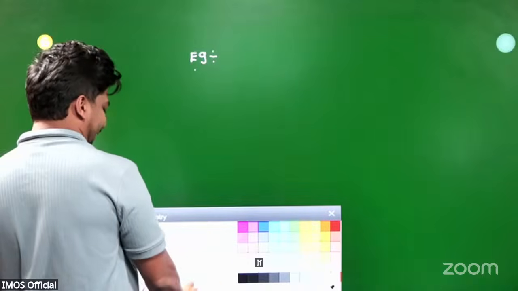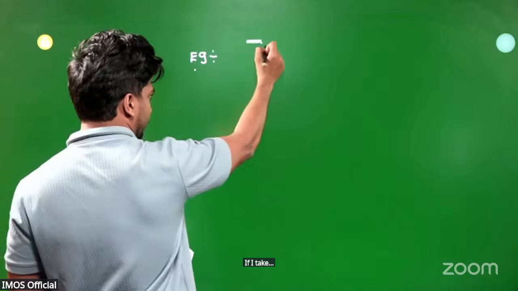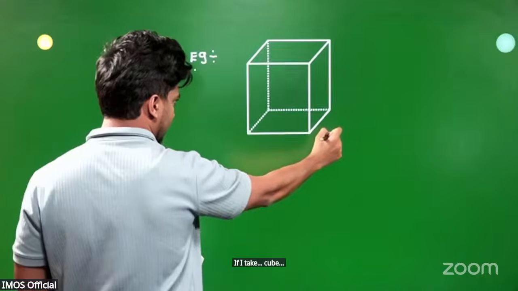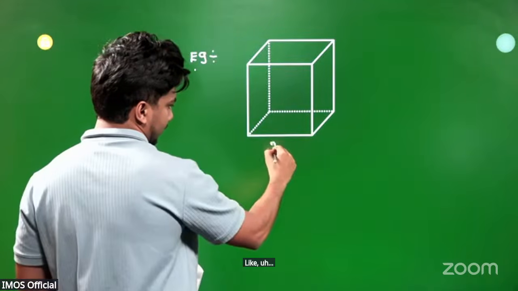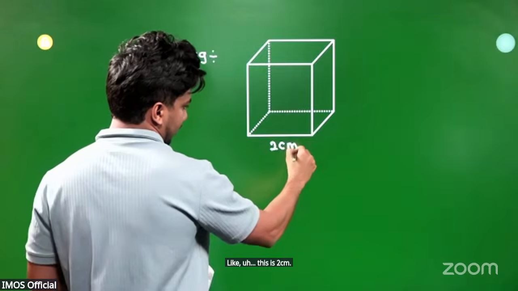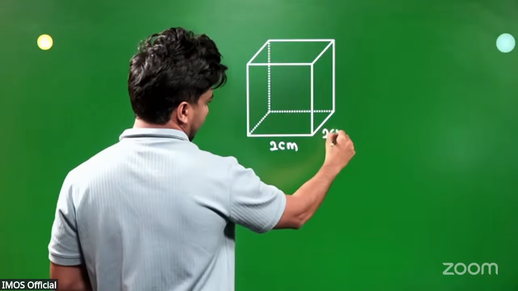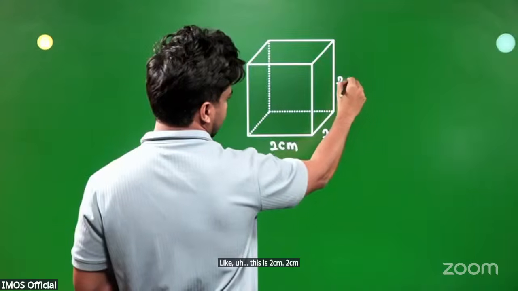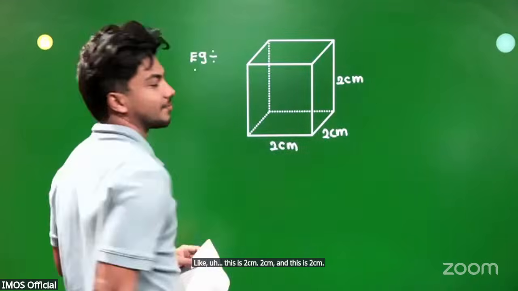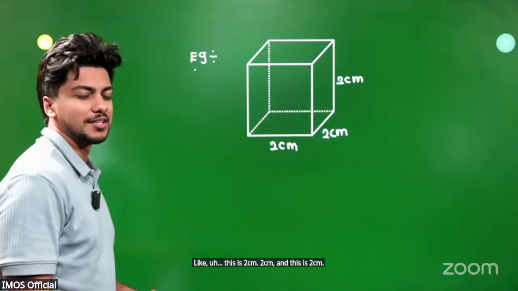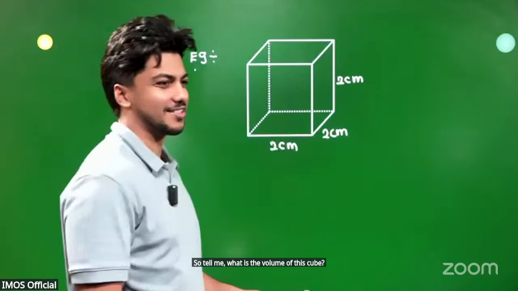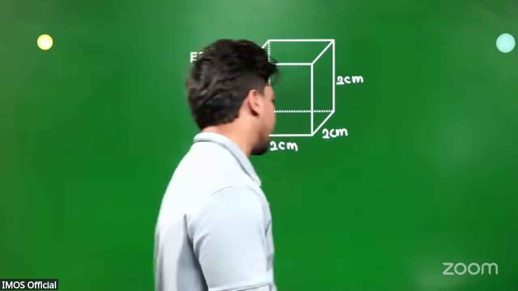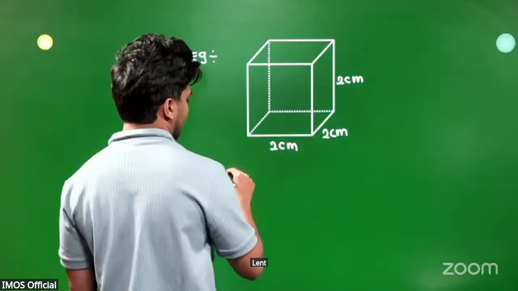If I take a cube like this, this is 2 centimeter, 2 centimeter, and this is 2 centimeter. So tell me what is the volume of this cube? Length into breadth into height.